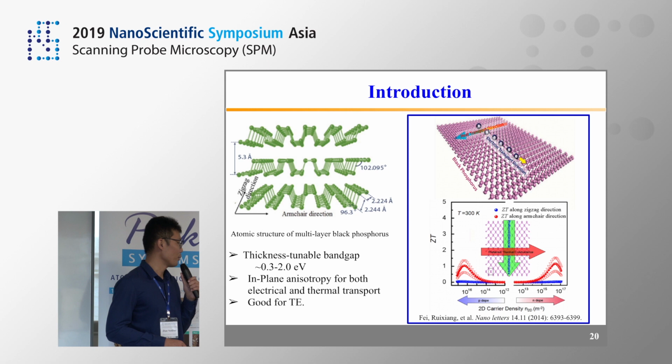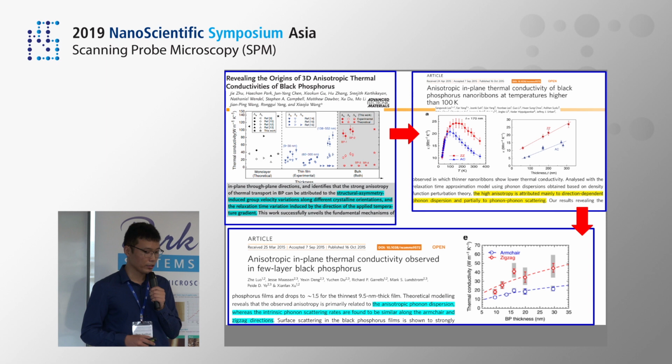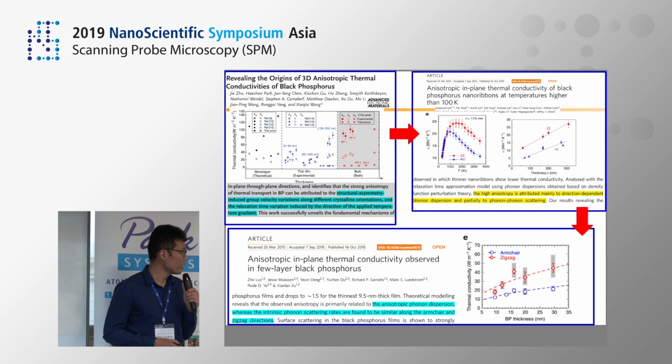That's why the simulation predicts that the thermoelectric properties in different directions are different. For the zigzag direction, the figure of merit, the ZT value, is around 5 to 6 times larger than that of the armchair direction. For the phonon, the thermal transport itself is very tricky. A lot of people have published about this anisotropic thermal transport.